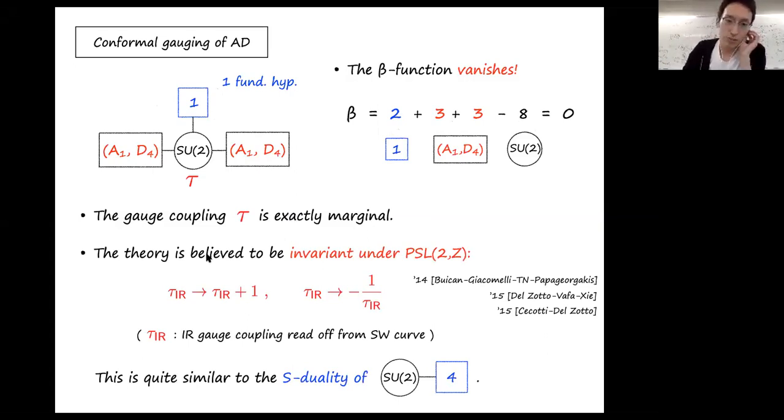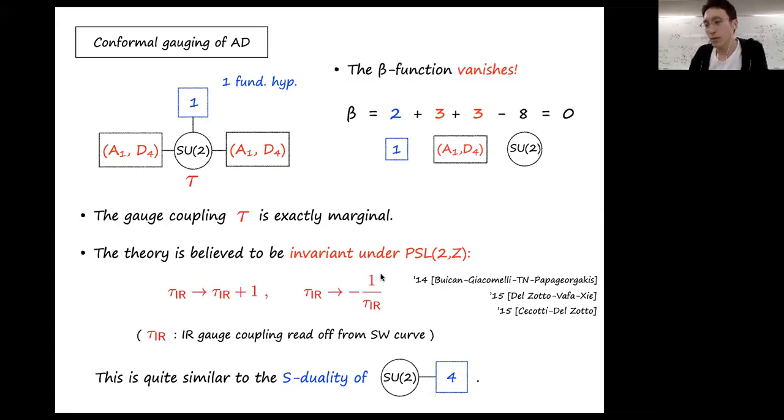Now, for various reasons, this theory is also believed to be invariant under the S-duality or PSL2Z transformation. And tau IR is roughly given by the Seiberg-Witten curve. It's an IR gauge coupling, and tau is a UV gauge coupling. So they are not the same. Tau IR is a non-trivial function of tau. But we expect that there is an action of PSL2Z on this theory. And there is a beautiful story about the S-duality, which was studied by these people. And this is quite similar to the S-duality of SU2 QCD with four fundamental flavors. So there seems to be some similarity between these two.